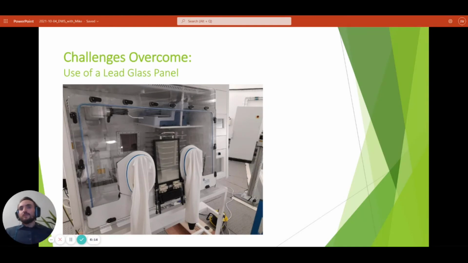So we talked a little bit with them, and we came up with this idea of having a mountable lead glass plate that would fold up and down in front of it, and that's really worked. It's half the activity, which means that we can go and use the cabinet after irradiation much quicker.